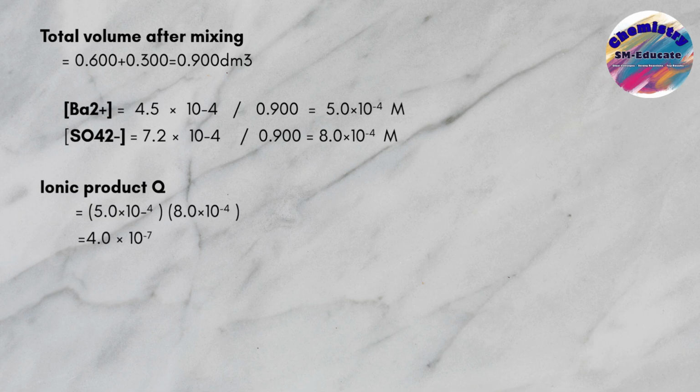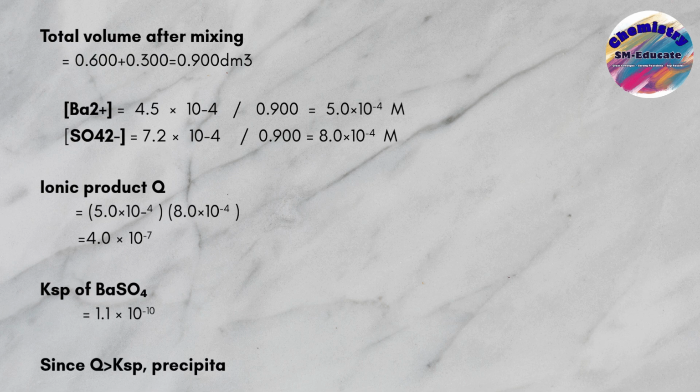Ionic product Q equals 5.0 times 10 to the minus 4 times 8.0 times 10 to the minus 4 equals 4.0 times 10 to the minus 7. Ksp of BaSO4 equals 1.1 times 10 to the minus 10. Since Q is greater than Ksp, precipitate will form.